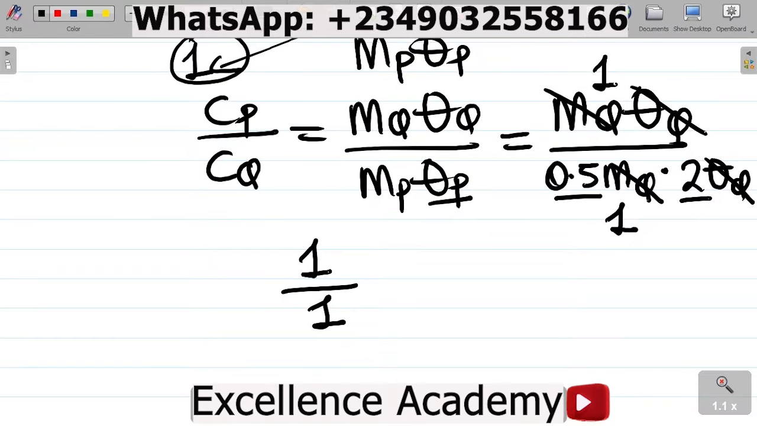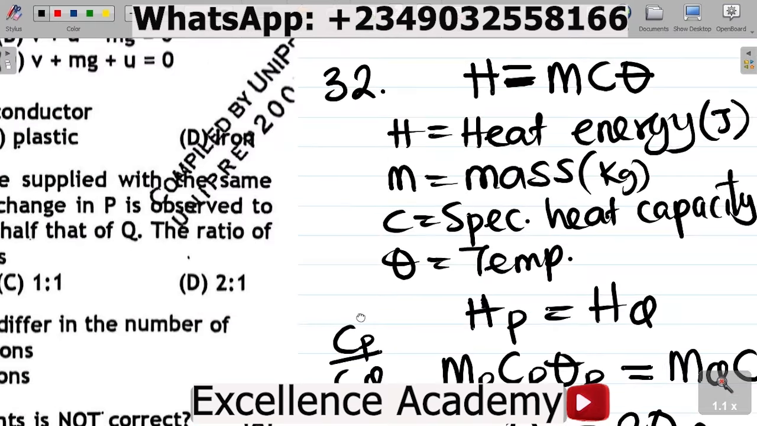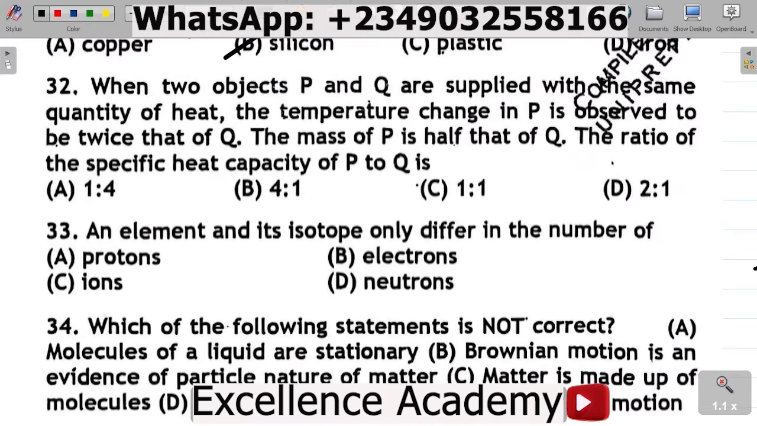And 1 over 1, as we know it, in terms of ratios, is 1:1. So the answer there is 1:1. So let's see if we have the option there. Yep, that's option C, 1:1. That's the option.